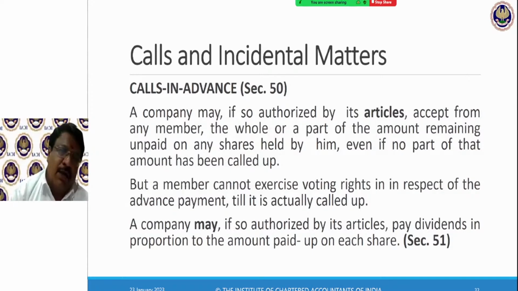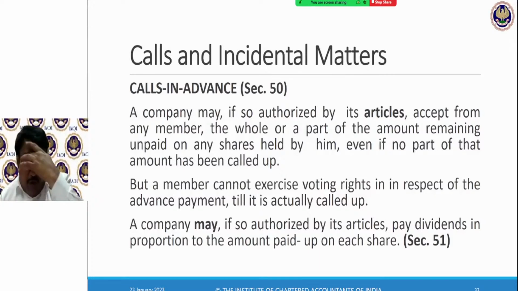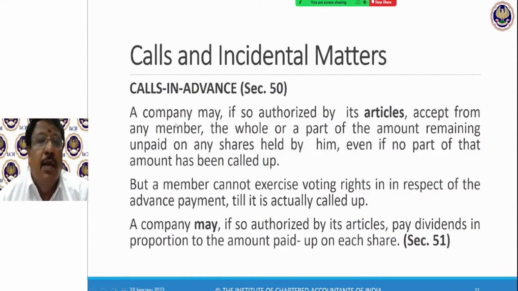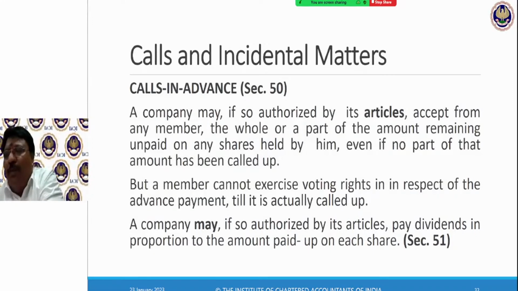See, calls come later. This is at the time of application, you would have taken some money. Then later on, you would have taken for allotment again some money. This will be adjusted against the allotment money. So it's okay. If you are going to be very strict about it, I leave it to you. I don't mind calling it calls in advance. Because what they say is, accept from any member the whole or part of an amount remaining unpaid on any shares. So they are not talking about calls. Only we have given the term calls in advance, whereas the section does not use the word call. They are saying remaining unpaid on any shares, even if no part of that amount has been called up. So any amount remaining unpaid, if it is to be adjusted, it can be treated as calls in advance.